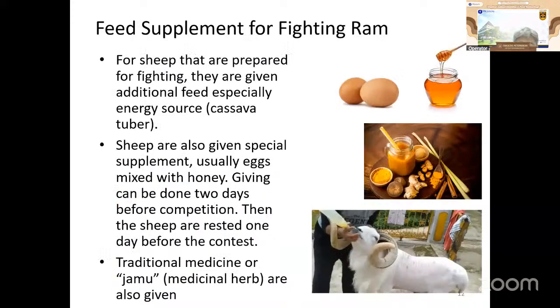Sheep prepared for fighting competition are given supplementary feed, particularly with an energy source that is cassava tuber. Sheep are also given special supplements, usually eggs mixed with honey. Supplementation can be given 2 days before competition. Then the sheep are rested 1 day before the competition. And traditional medicine, which we usually call jamu, a medicinal herb, is also given.